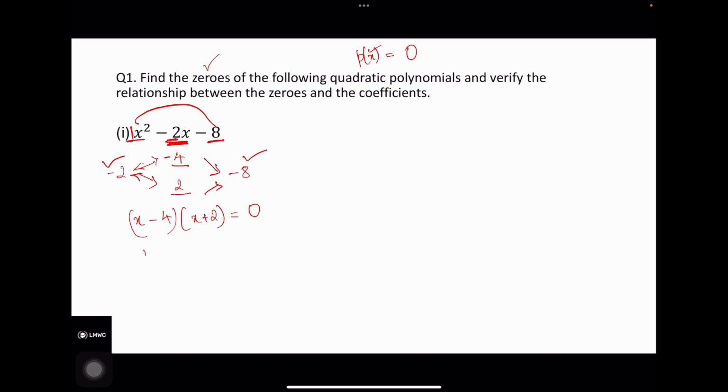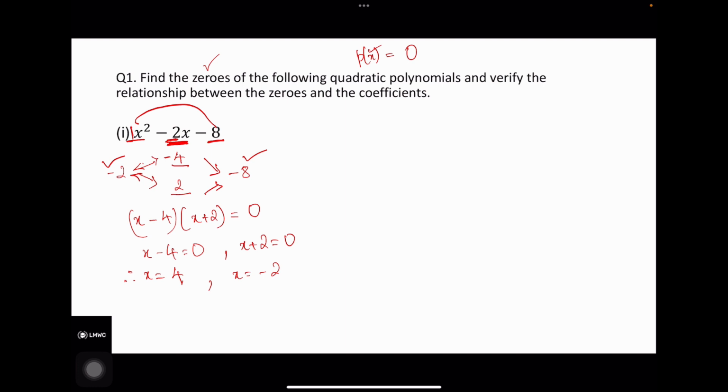Next, x - 4 = 0 or x + 2 = 0. Hence x equals, taking the -4 to the right hand side, the sign gets changed. So x = 4, or x = -2.